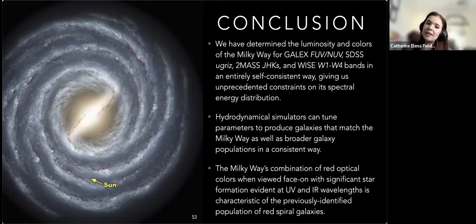What we're seeing is that because of the Milky Way's spread optical colors, when viewed face on, imagine viewing the Milky Way face on, in addition to a somewhat substantial star formation rate evident at UV and IR wavelengths, the Milky Way's colors are consistent with the previously identified population of red spiral galaxies.